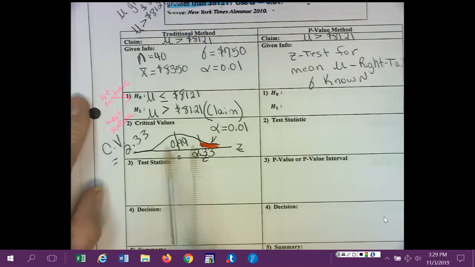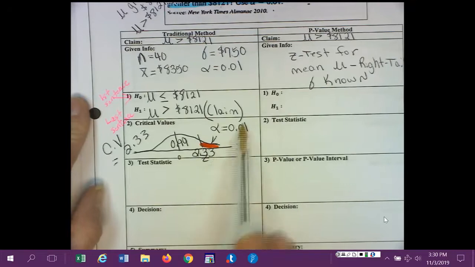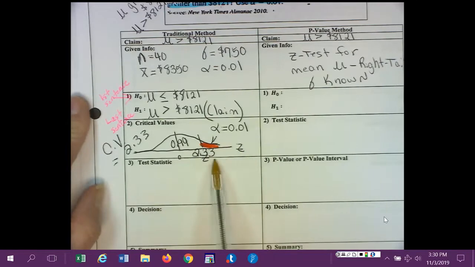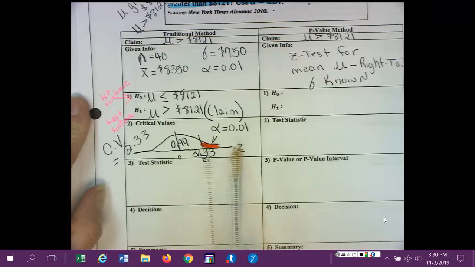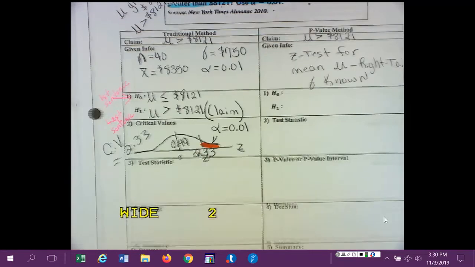The non-shaded region is called the non-critical, non-rejection region. The shaded right tail, because it's a right-tailed test, that's why I shaded the right tail, is all of the given alpha used to find that critical value. This is called the shaded region, the critical region, the rejection region. And we're going to use this picture to help us make our decision in the traditional method.